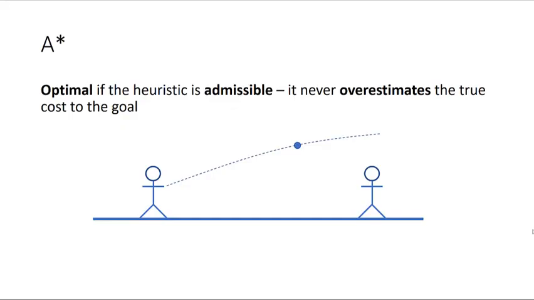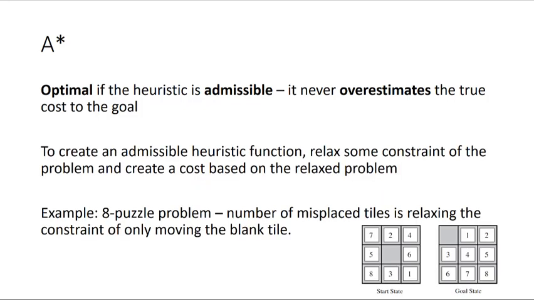Okay, so this leads us to the question of how do we design admissible heuristics? How do we know that for each node in our state space, we're going to have a heuristic function that doesn't overestimate the cost to the goal for that node? There is actually a strategy for doing this. In order to create an admissible heuristic function, all you need to do is relax some constraint or rule of the problem, and then create a cost based on that relaxed problem.